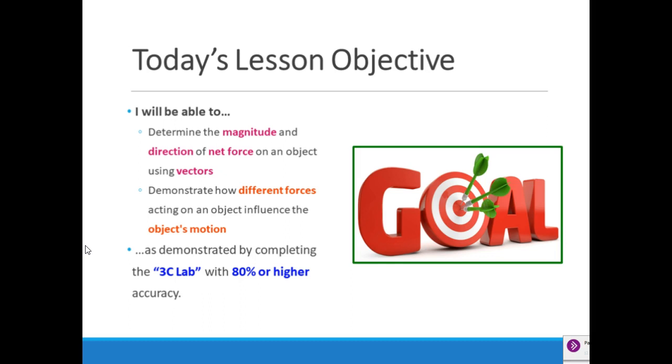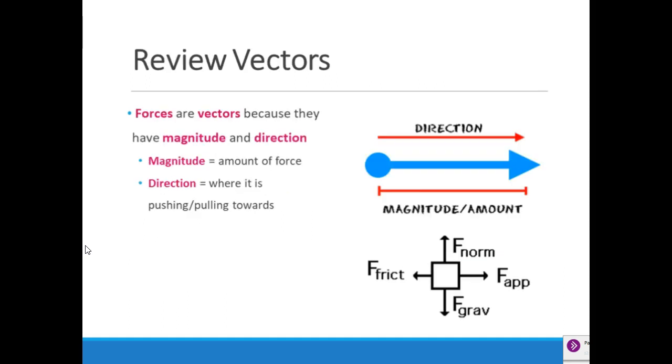Okay, so let's go ahead and get started with that. So reminder, vectors have both magnitude and direction. And remember, magnitude means amount. All right, and we learned yesterday that forces can be represented with vectors because they have both magnitude and direction, right? The magnitude, the amount of force, and the direction, where it's pushing or pulling. Okay, smiley faces if you guys remember that from yesterday.